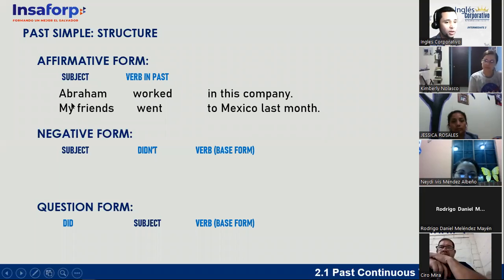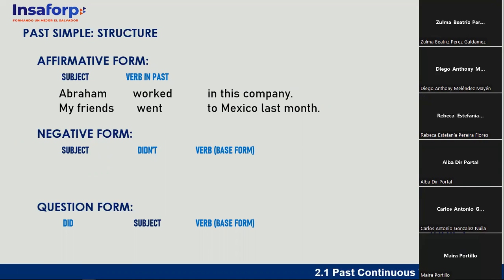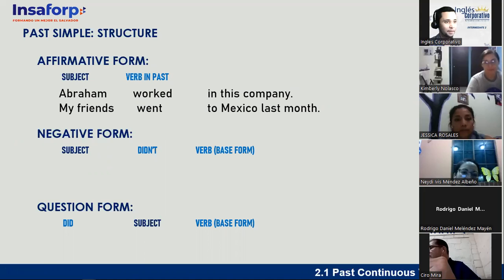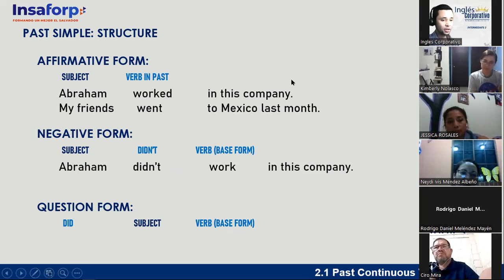What about the negative form? If you say, Abraham worked in this company, what is the negative form? Who can tell me? Volunteer, please. Negative. You use didn't plus the verb in base form. Abraham worked becomes... How does that sentence look in negative? We saw it last week. Jessica. Abraham didn't work in this company. Now, if you pay close attention, you will see that the verb is not in past anymore. The verb is in base form. Okay? Thank you.